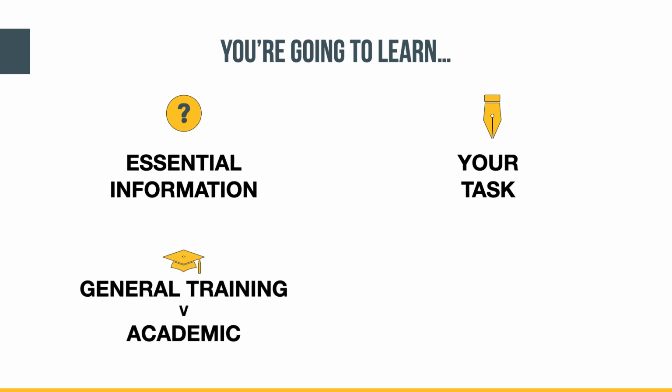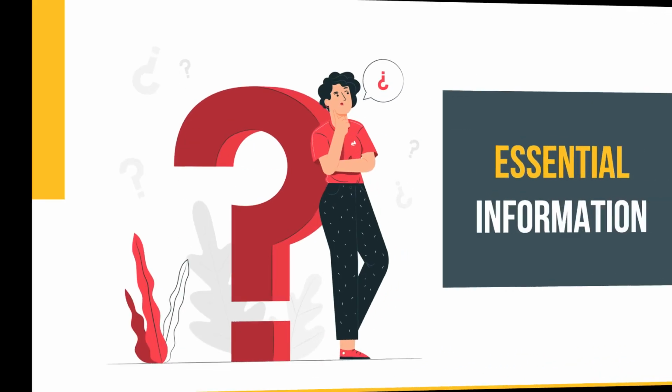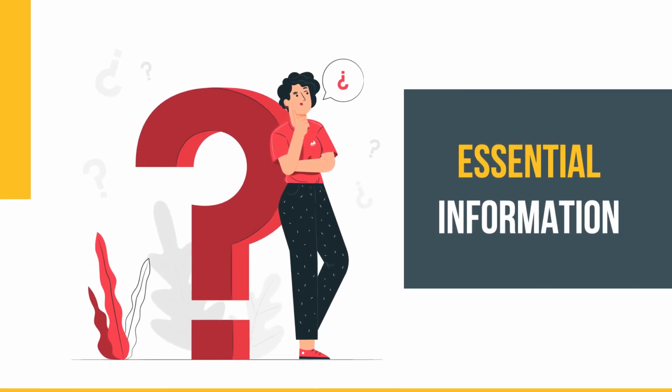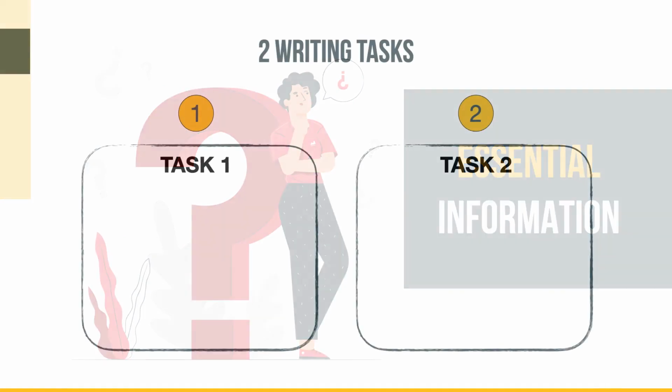We're going to compare the differences between the general training and the academic test, and we'll look briefly at some of the kinds of topics that come up in Task 2. So let's start with the essential information. I'm going to talk first of all about the writing task, the writing test as a whole.